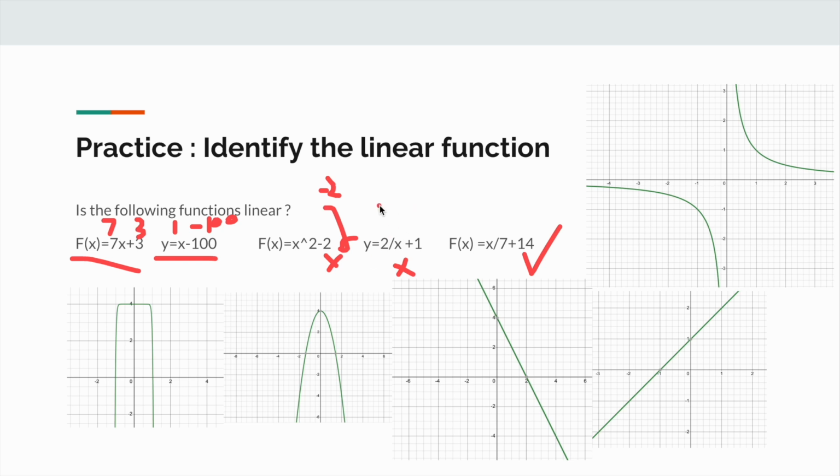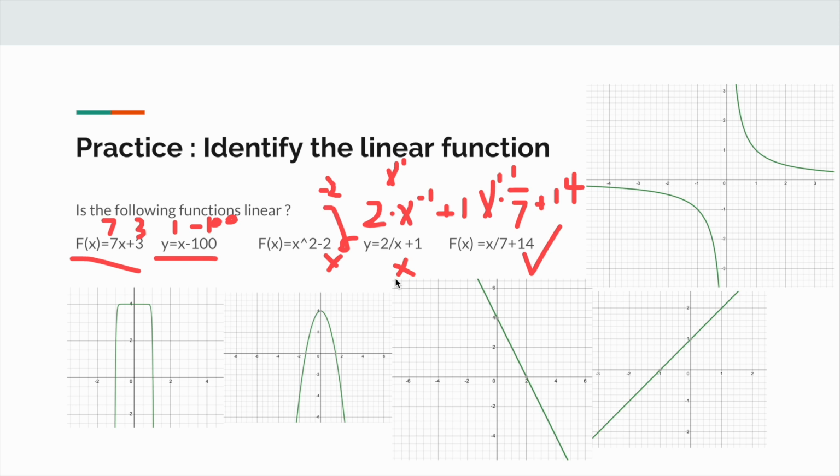And for the fourth one, it's basically 2 times x to the negative 1 exponent, plus 1, where x should have 1 as an exponent. It's a negative 1, so it's not a linear function. And the fifth one is a linear function, as it's basically x times 1 over 7 plus 14, where x does have 1 as an exponent.